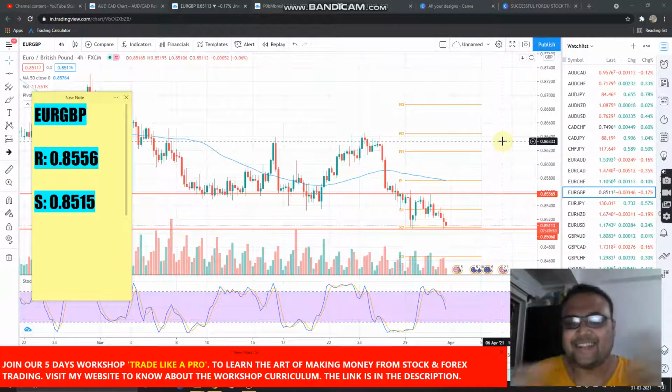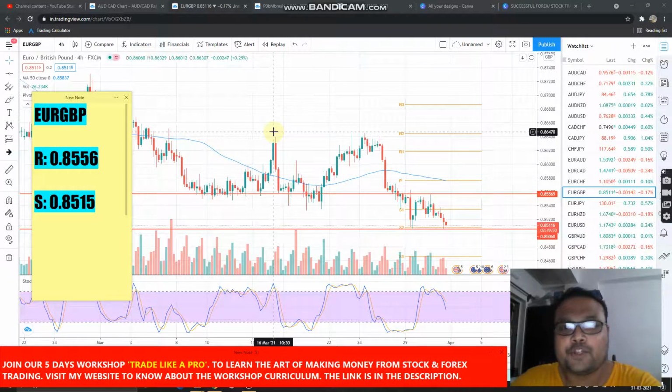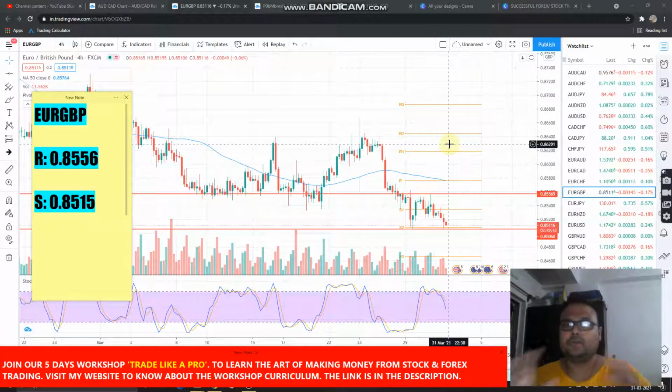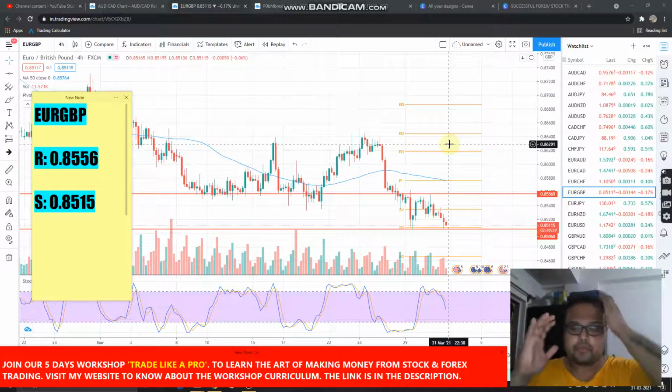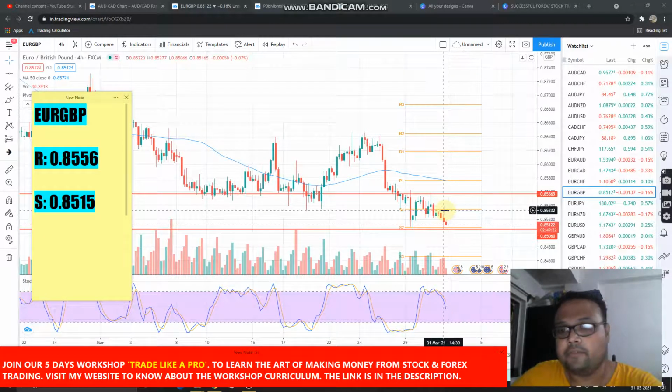So let's start. This is the present chart of Euro GBP, Euro British Pound. Right now you can see that it's trading at 0.8511. As we all know, it was in a downtrend. After that, 0.8535 was the level that provided the support or stopped the huge downfall. After the market went into consolidation, we made some money. But right now we can see that the market is trading below this important level, 0.8535.